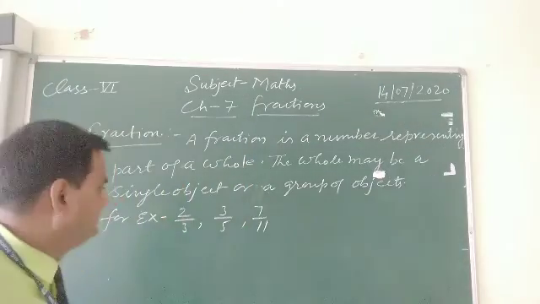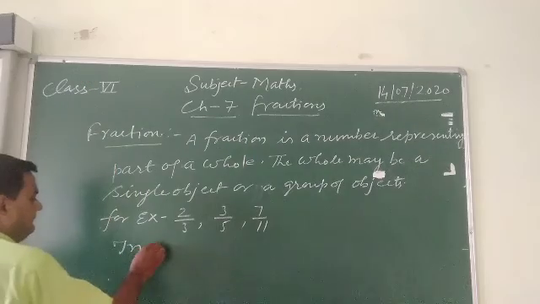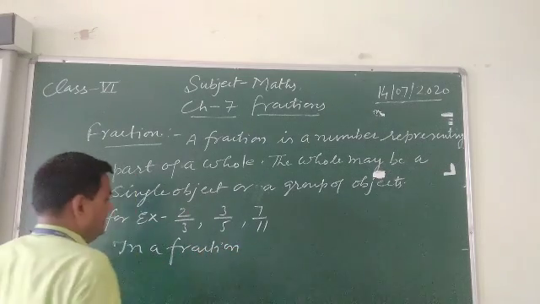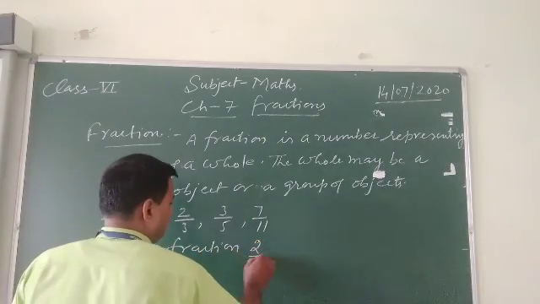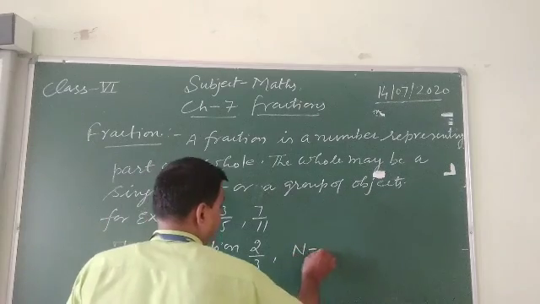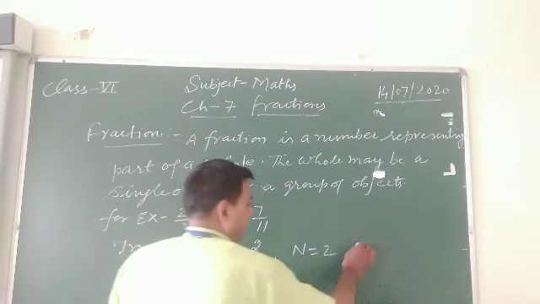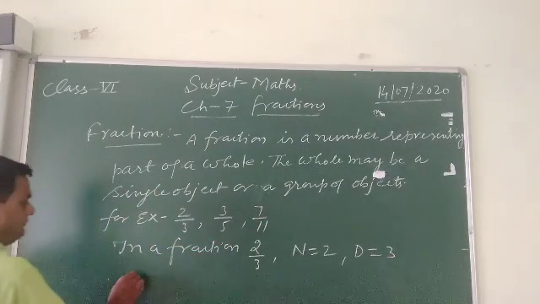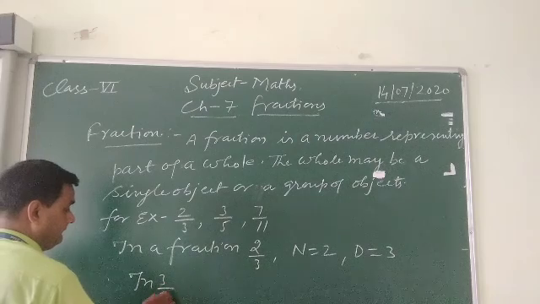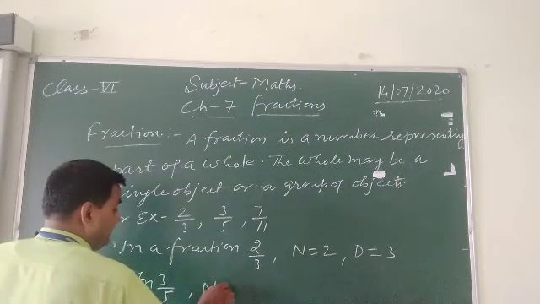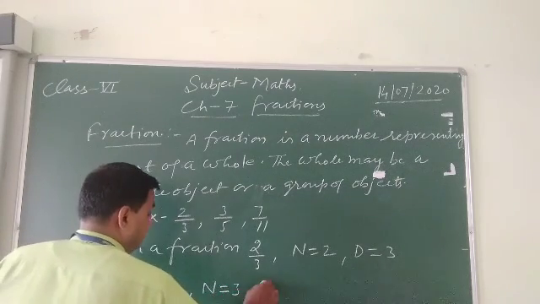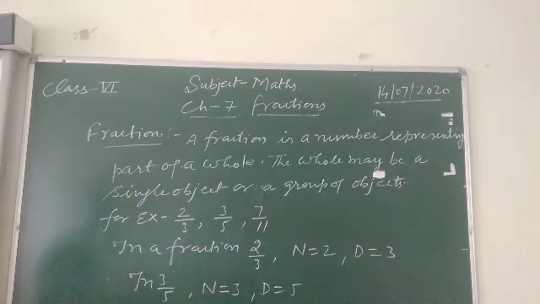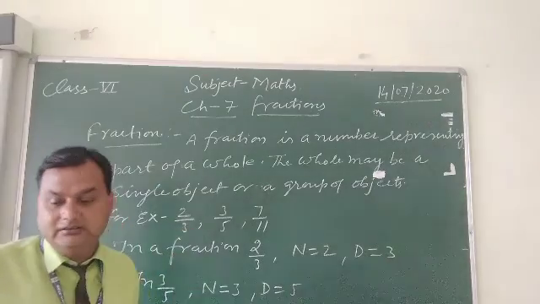In a fraction, 2 upon 3, here numerator is 2 and denominator is 3. Now, in 3 upon 5, here numerator is 3 and denominator is 5. So, these are some examples of the fraction.